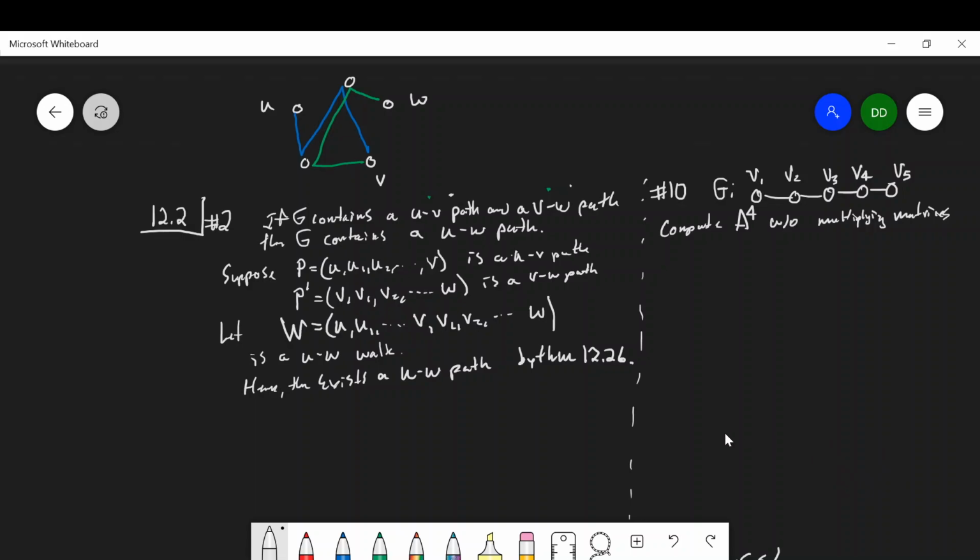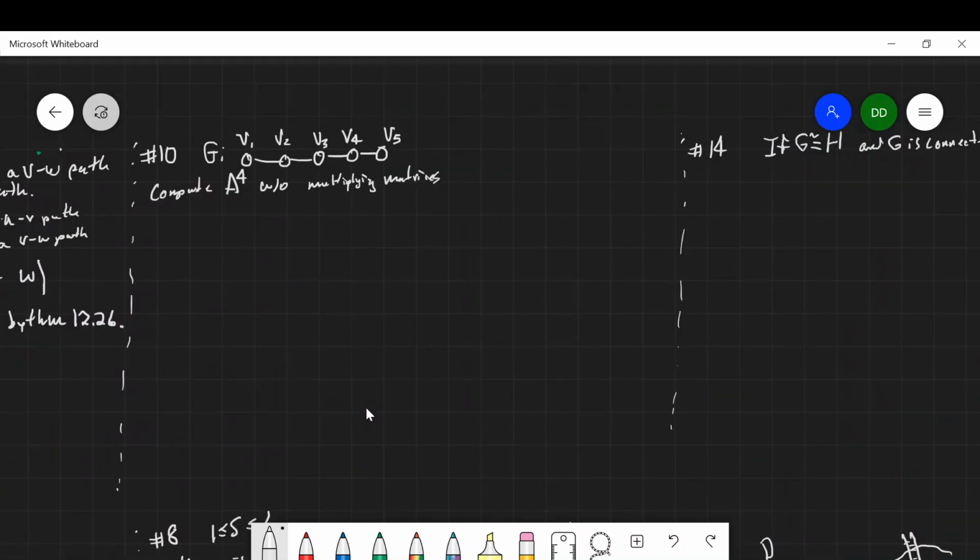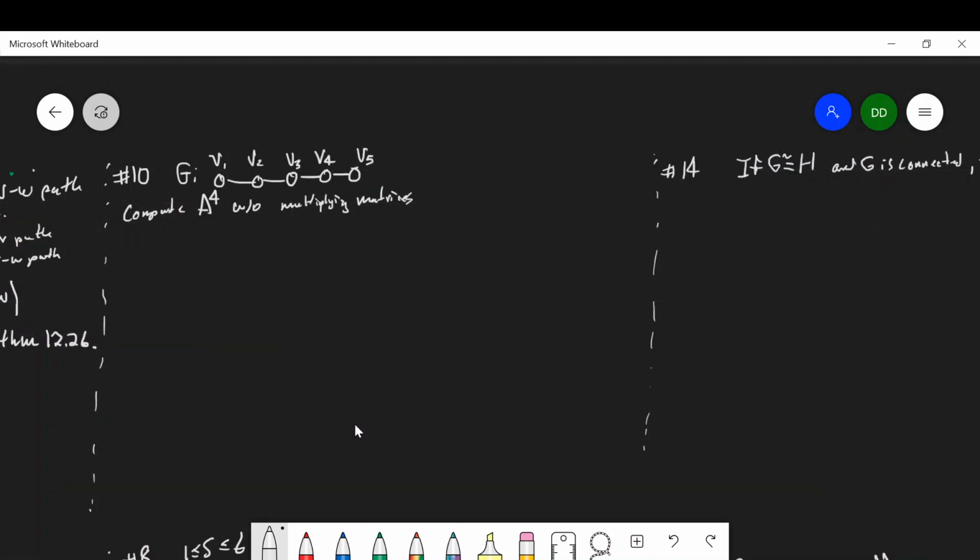All right, let's move on to number 10. Here we're dealing with adjacency matrices. To start this one out, I know I did an example in a video before of how to compute an adjacency matrix of a graph. We'll call this one A. So how do I compute an adjacency matrix of a graph? Remember I have a row and a column for each vertex. If two vertices are adjacent, I put a 1 there. And if they're not, I put a 0 there.